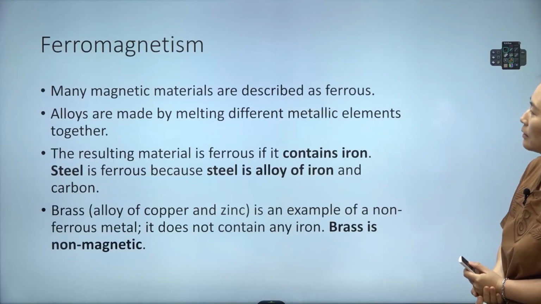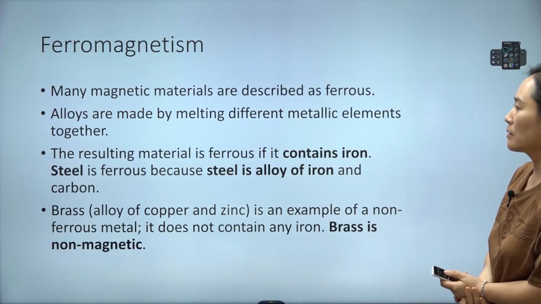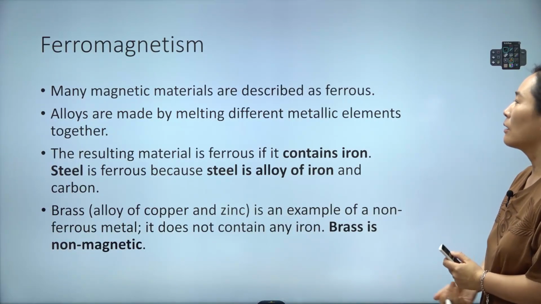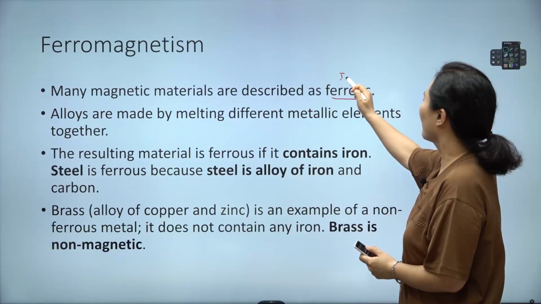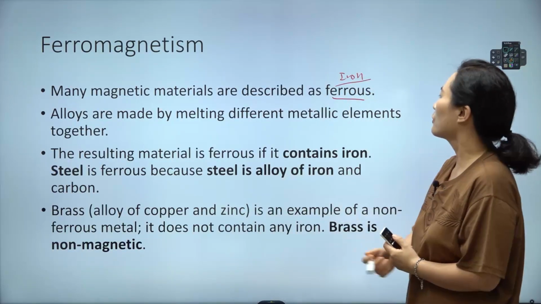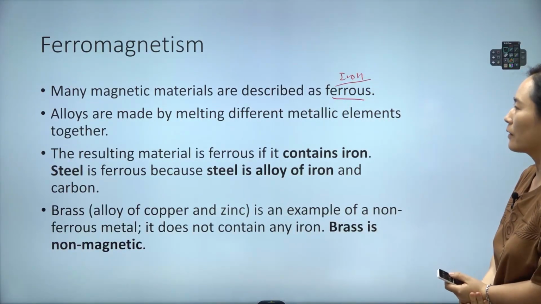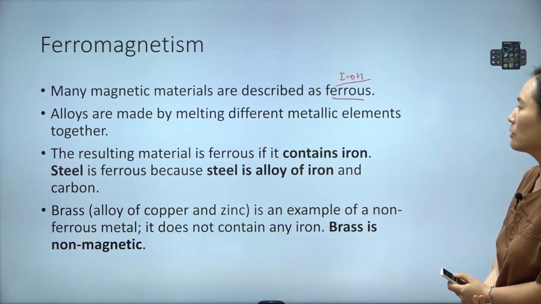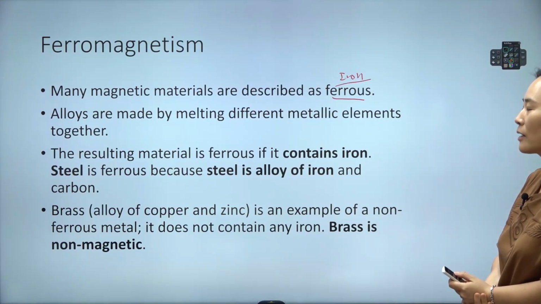Good. So, ferromagnetism, okay? Ferro is like iron. A long time ago, we used the word ferrous instead of iron. So many magnetic materials are described as ferrous. Alloys are made by melting different metallic elements together.